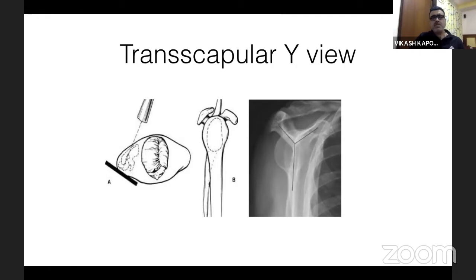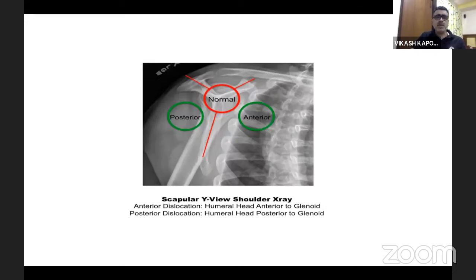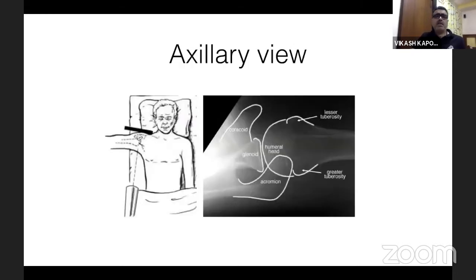It's the transscapular Y view, which shows us the full face of the glenoid. From here you can actually know what type of dislocation one is dealing with, especially a posterior dislocation, which is not easily discernible in the AP view of the X-rays. So here, as you can see, this view is very useful when you want to see which way the humeral head is going.